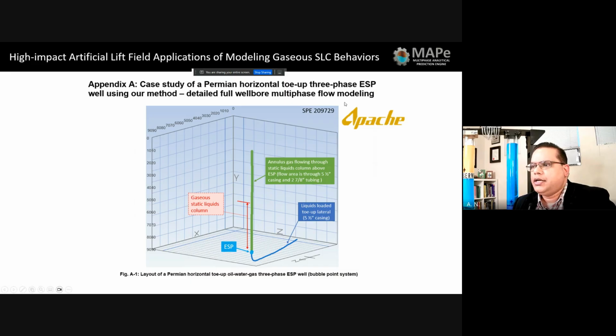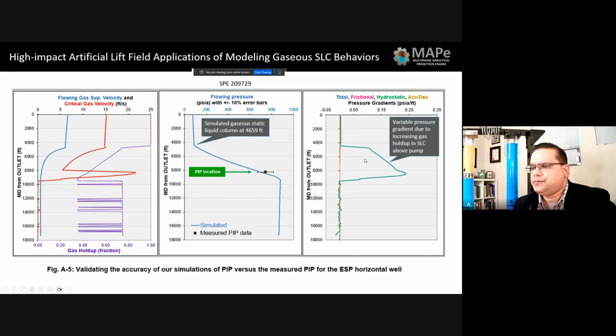So here's, in case you're wondering and you're looking at this on YouTube, all of these applications and detailed notes of these are on newspapers, right? I'll always list them over here, right? So this is an Apache well. It's a permanent horizontal well.